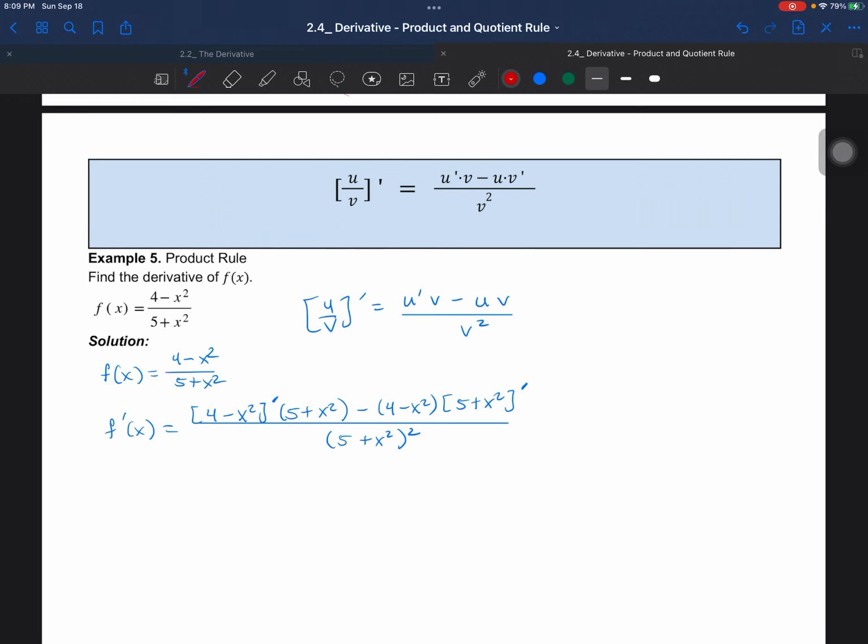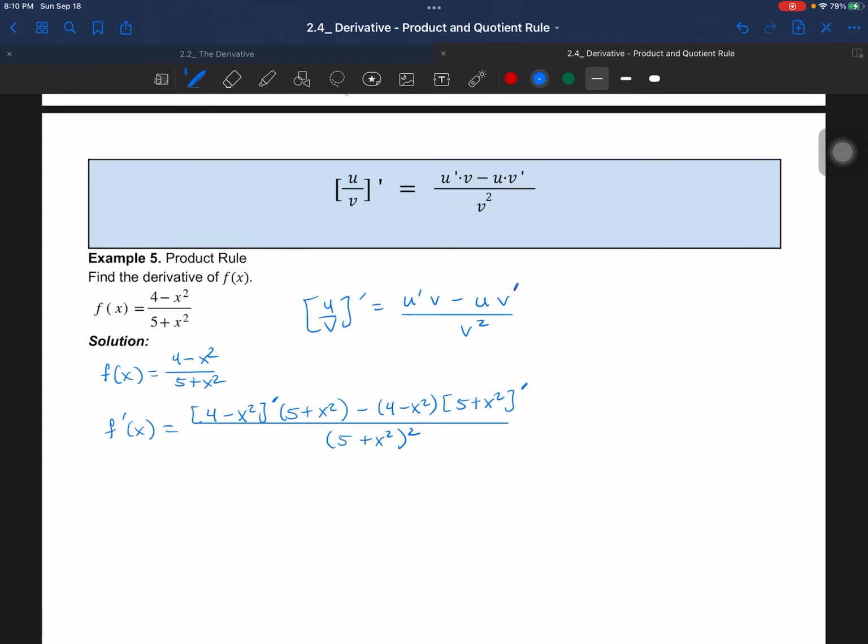All right, so let's try example 5. In example 5, you notice we have 4 minus x squared over 5 plus x squared. So here clearly the quotient is this over this. We recognize the top function is u and the bottom function is v. So we're following this formula.